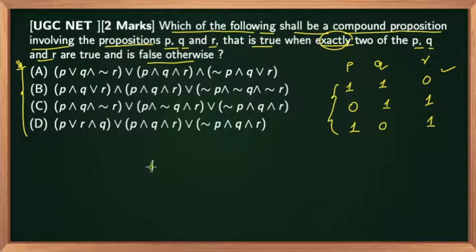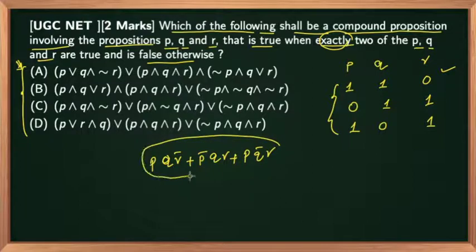So we can write it as P Q R bar plus P bar Q R plus P Q bar R, right? This is the condition basically that we want: exactly two of them should be true and the other should be false, and in all other scenarios it should be false. Now if you see choice C, we have the same scenario: P Q R bar plus P Q bar R plus P bar Q R. So the answer should be C.